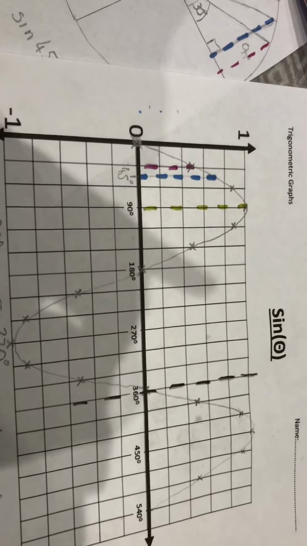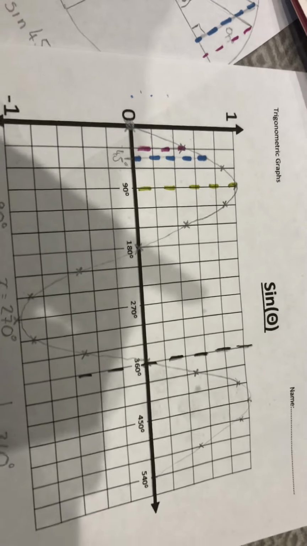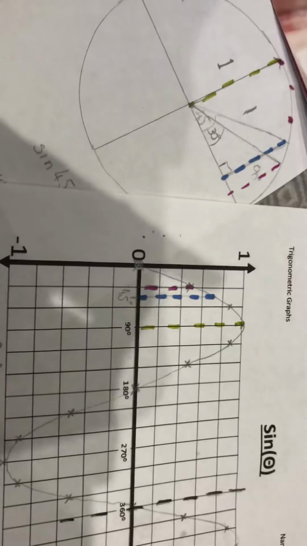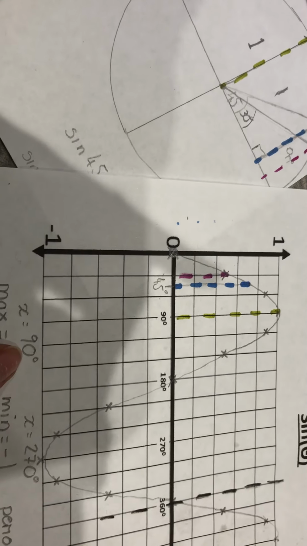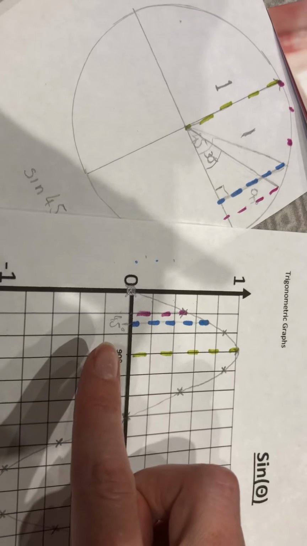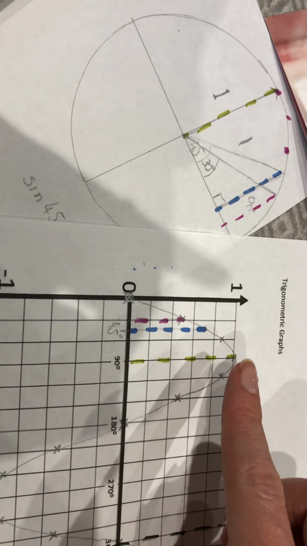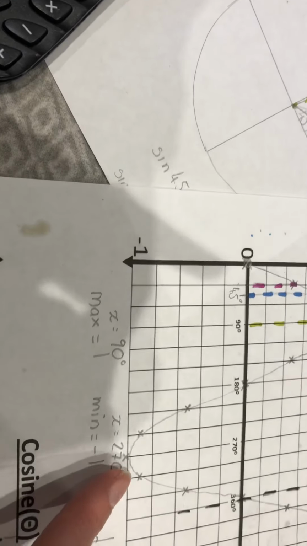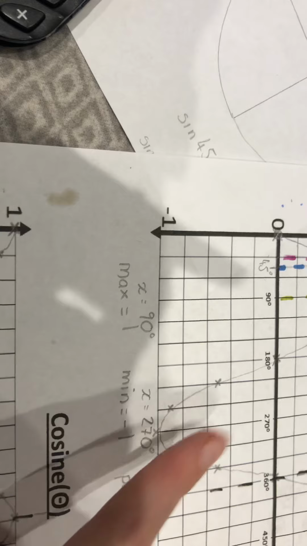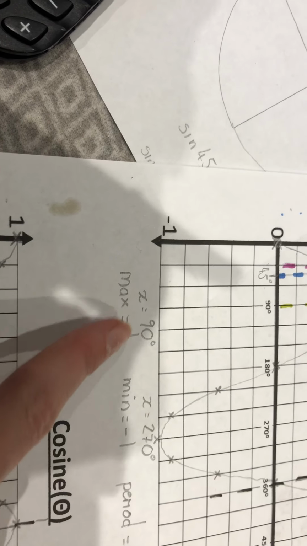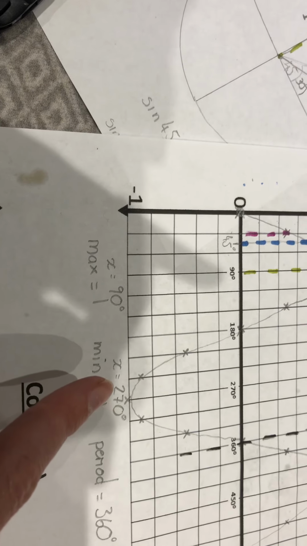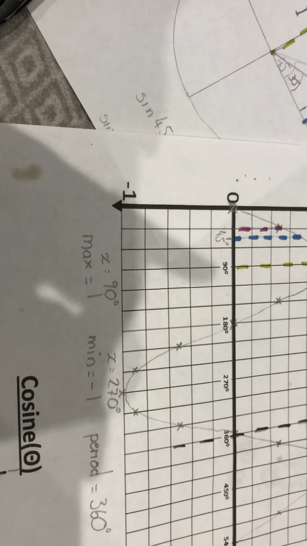we have a maximum value of 1 in the sine graph, and the maximum value occurs when x is equal to 90. Okay, so there's my maximum value on the sine curve there, and it's occurring when x is equal to 90, maximum value of 1. It's got a minimum value of minus 1 down here, and that occurs when x is equal to 270. So a maximum value when x is equal to 90, maximum value is 1, and a minimum value of minus 1 when x is equal to 270.